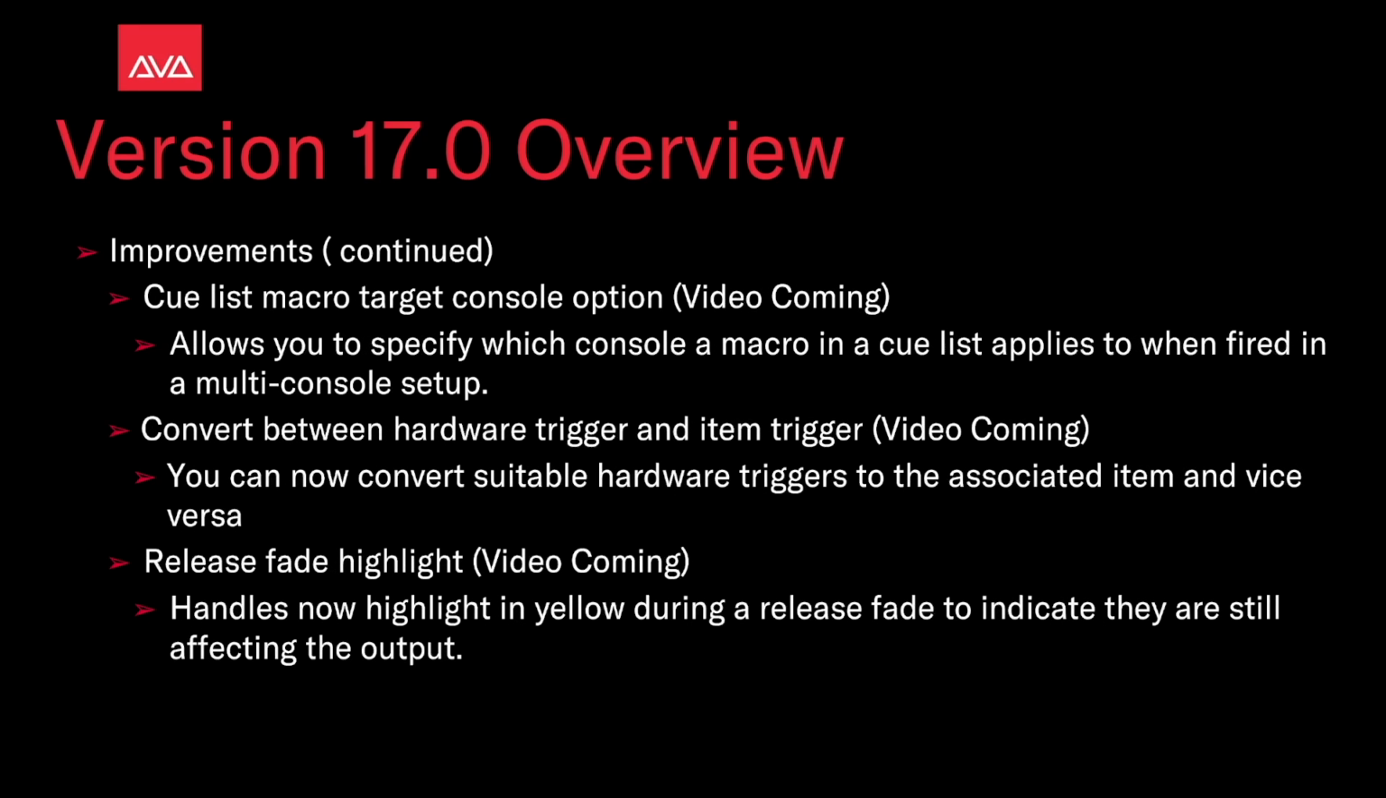Continuing on the improvements. Aquilus macro target console option, a video coming on this, allows you to specify which console or macro an Aquilus applies to when fired in a multi-console setup. Convert between hardware trigger and item trigger. There's a video coming on this. You can now convert suitable hardware triggers to associated items and vice versa. Release fade highlight, a video coming on this also. Handles now highlight in yellow during a release fade to indicate they are still affecting the output.